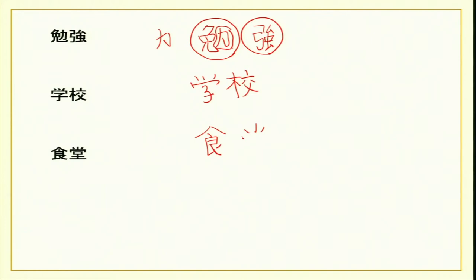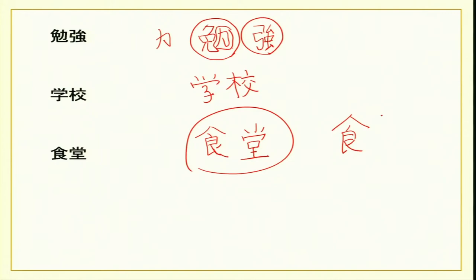So, this is small like this. Shoku and do. This is a little longer. So, please make it properly like this. And 1, 2, 3. This one, then make a kuchi, one line, and this is the longest. This means a hall and this means eat. So, place of eating, shokudo.